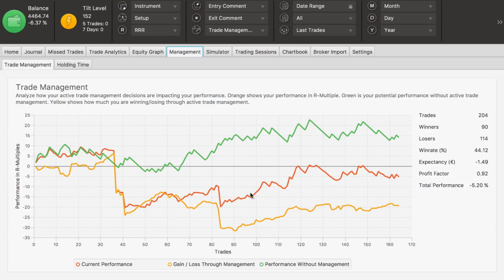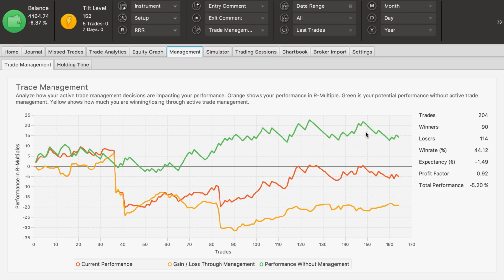The first one obviously is that the green graph is above the orange line, which means that the performance without trade management is above his current performance, which means that he is mismanaging his trades. If he would just enter the trade and then let either price hit the take profit or the stop loss order without interfering with the trade, he would have had a better trading performance. So if you see that the green graph is above the orange one, it means that by actively managing, or in this case mismanaging his trades, he's losing performance, or is worsening his performance at least.